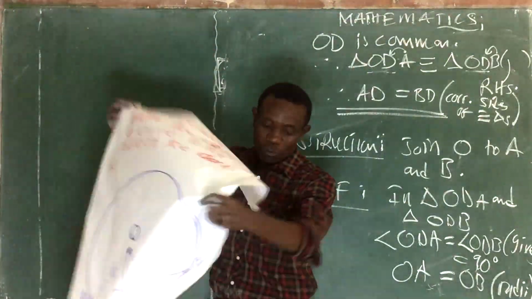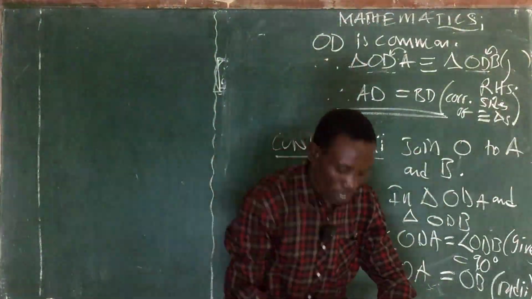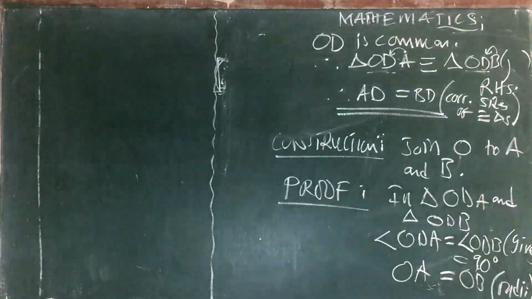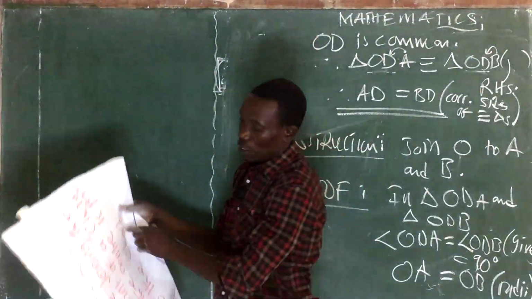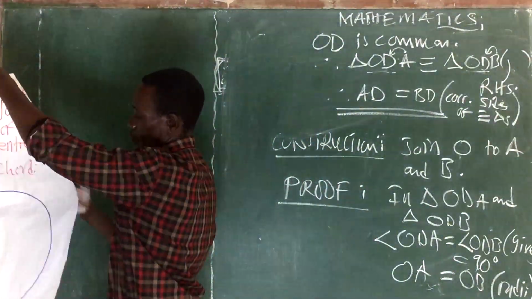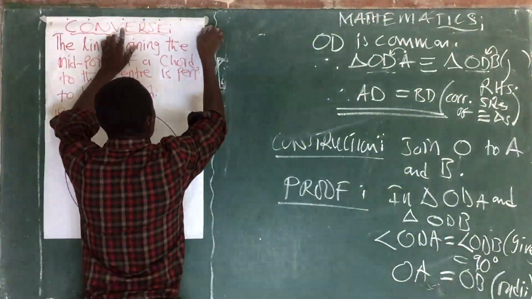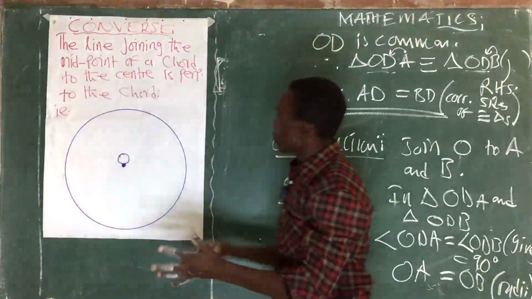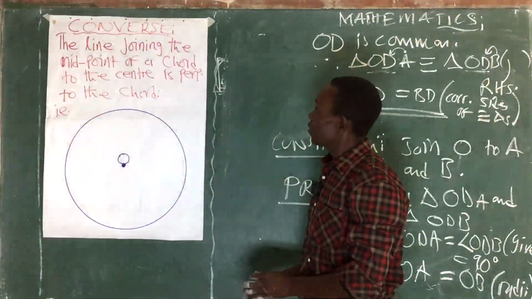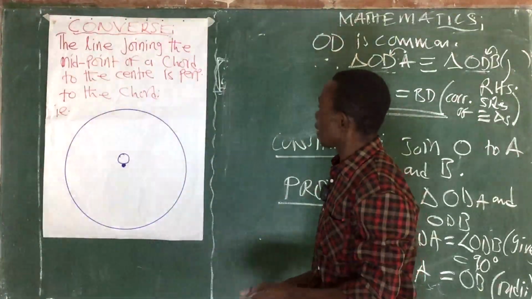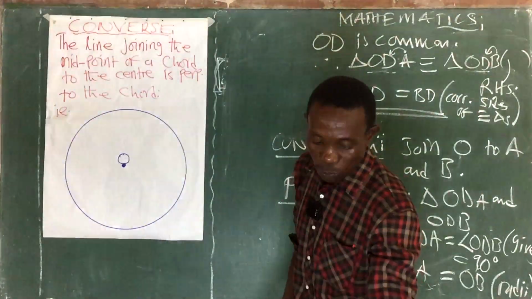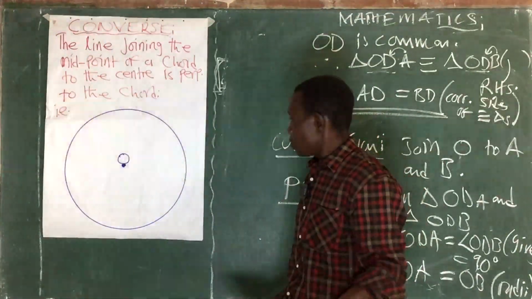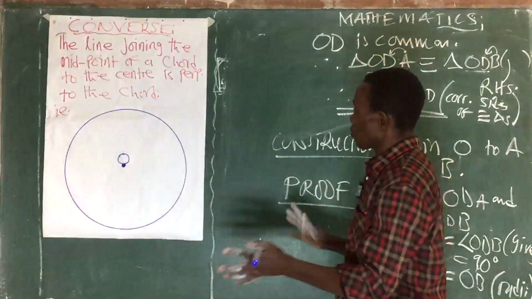Right. Let's plug this one out and look at the converse of what we need to know here. So the converse of the first property is this one here, where now it's just going to go the opposite. That's the line joining the midpoint of the chord to the center is perpendicular to the chord. So what we do here, there's not much problem. You can just apply the same knowledge similarly.